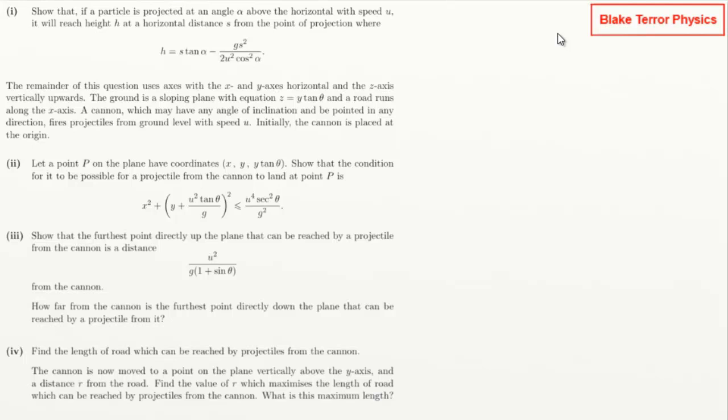Part 1: show that if a particle is projected at an angle alpha above the horizontal with speed u, it will reach height h at a horizontal distance s from the point of projection, where h is all of that. You might have seen that equation before. This is just doing the y as a function of x equation of a projectile.